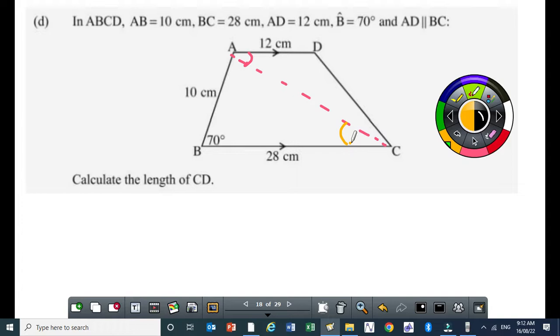Remember, we are given AB, but we want to calculate this angle here. We are given this angle here, but we don't know the length of AC. We also have the length of BC, but we don't know the size of angle BAC. Which means in triangle ABC, we cannot calculate angle BCA first. We have to calculate AC first. Are you following what I'm saying? You have to calculate AC first.